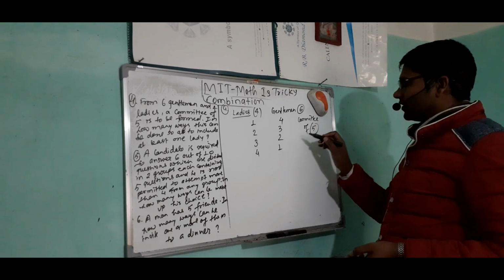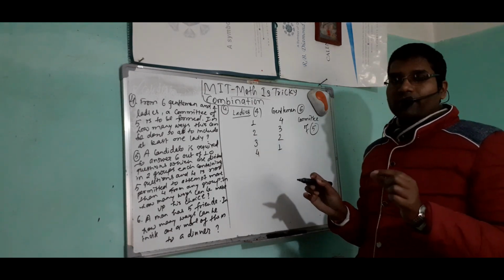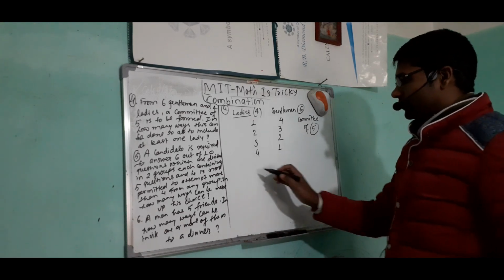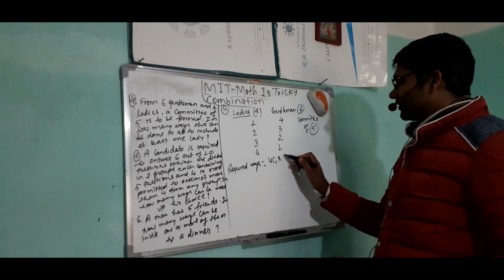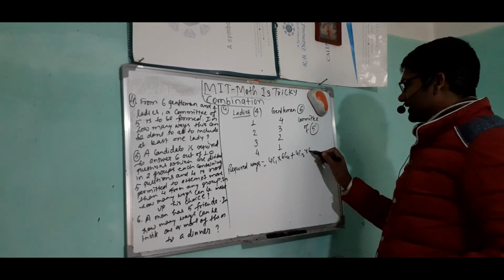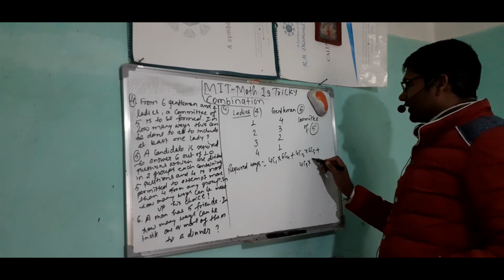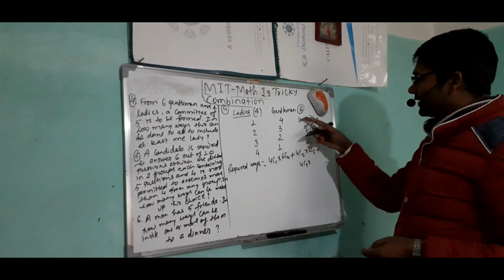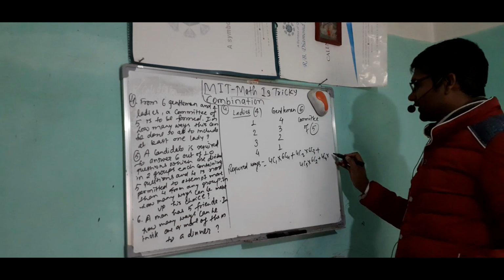Always 4 plus 1 is 5, 2 plus 3, 3 plus 2. And at least one means the minimum number of ladies will be 1. We cannot take fewer than 1, and we cannot take more than 4, because the total number is 4. So the required ways will be simply 4C1 into 6C4, plus 4C2 into 6C3, plus 4C3 into 6C2, plus 4C4 into 6C1.